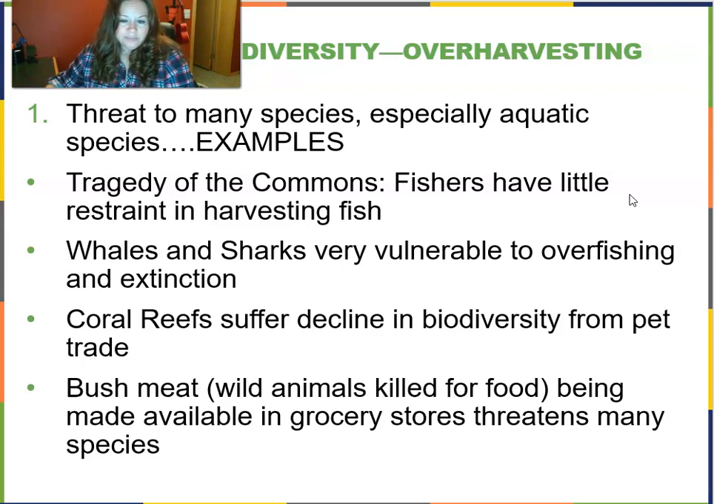And bushmeat. This is wild animals killed for food. They're now being made available in grocery stores. It used to be just families that lived in an area would eat bushmeat, but now they're being overharvested to supply food for grocery stores for everyone. And that can include the great apes in Africa, with people eating them as bushmeat.